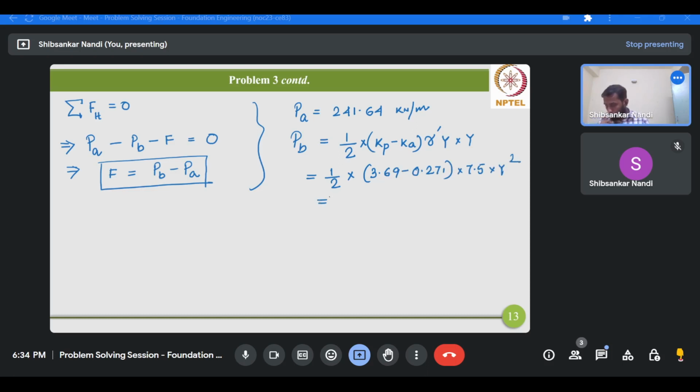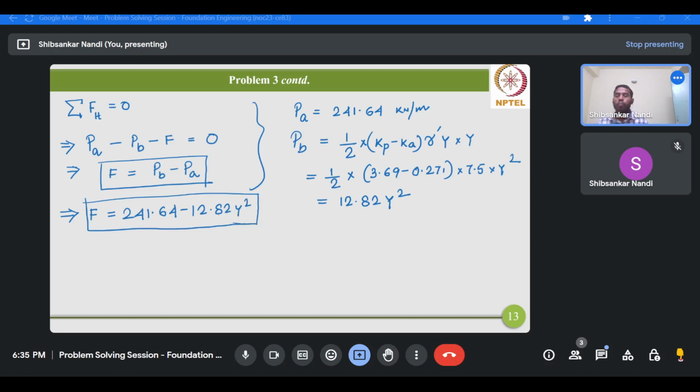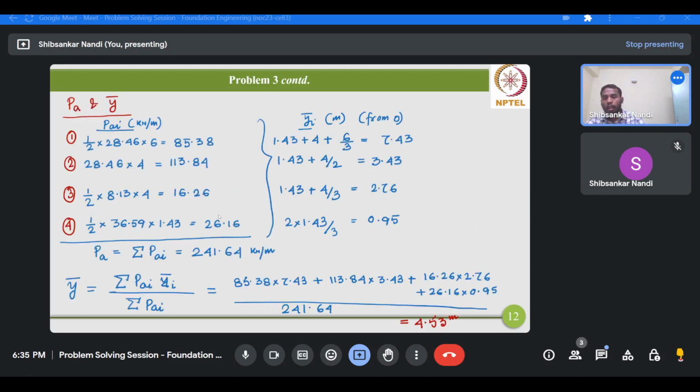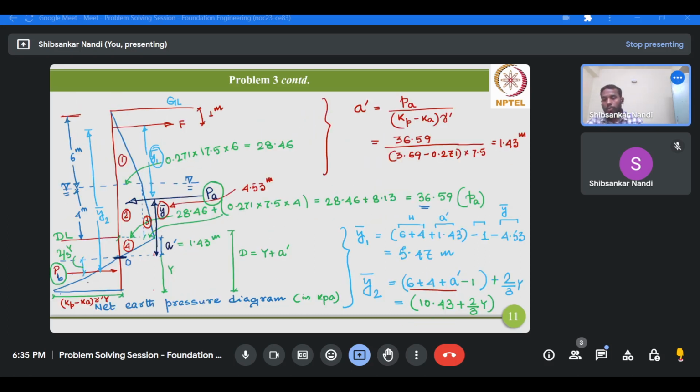After calculation, this value would become 12.82 y square. Therefore the anchor force will become 241.64 minus 12.82 y square. So determination of y is very, very essential to know the anchor force. That is the height of the lower triangle, so this triangle.